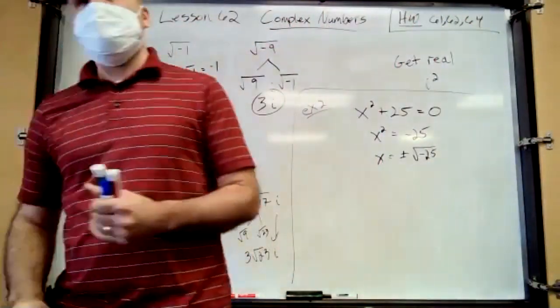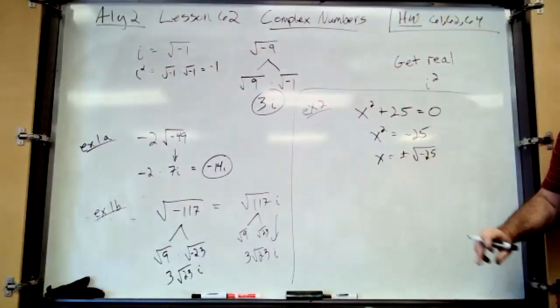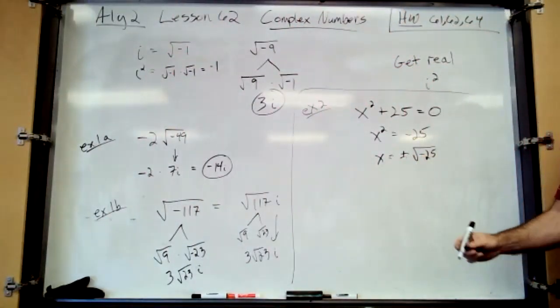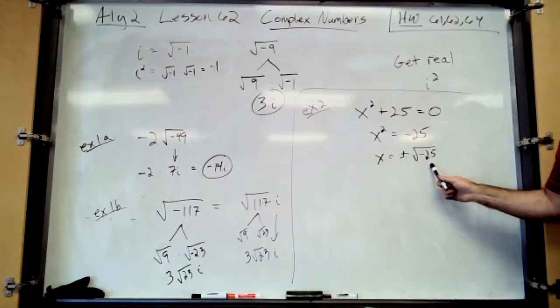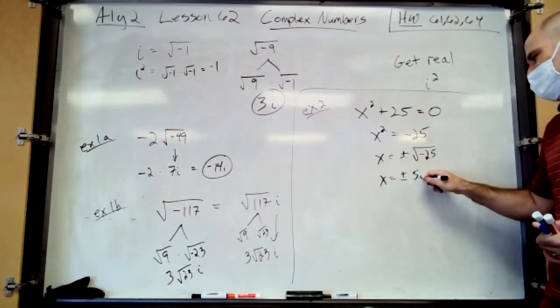Oh, I thought that was like an i, a really messed up i. Okay. So that's a positive negative symbol. And remember those? So what's this? It's 5i. That's right. So x equals positive or negative 5i, and you're done.